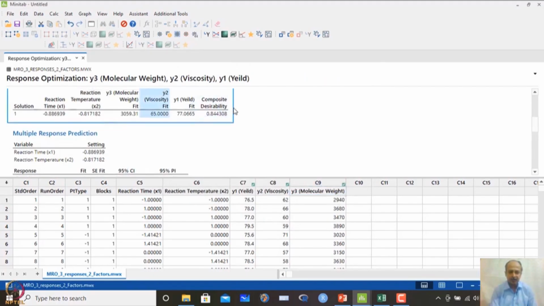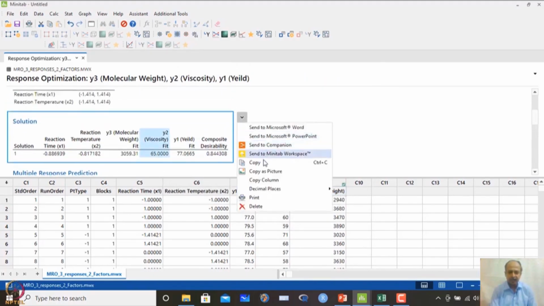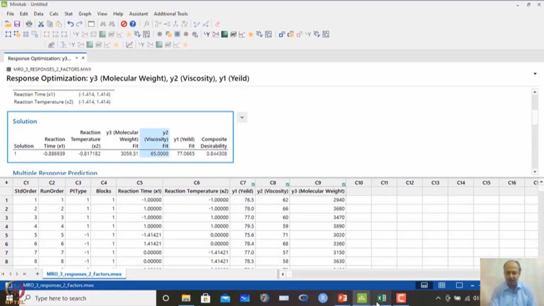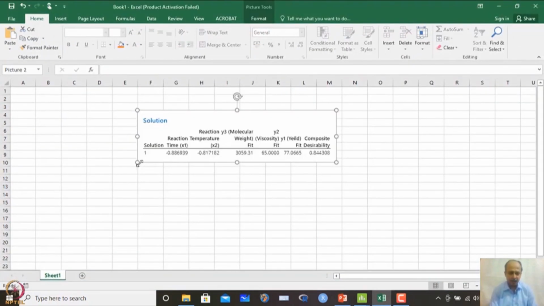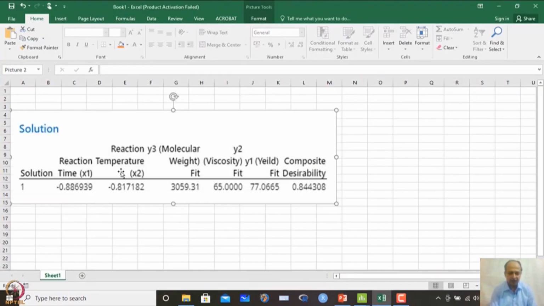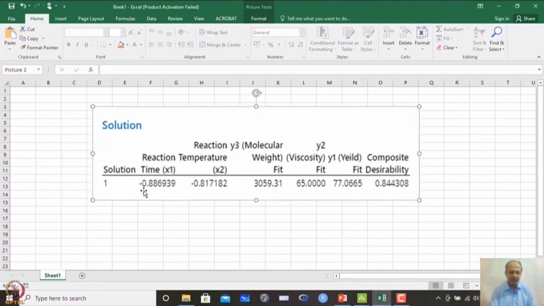So, these are the solutions that we are getting over here. I can just copy this and paste it in Excel. One of the solutions that MINITAB has derived: reaction time is minus 8.886, and I am assuming continuity of the variables x1 and x2. The other one is minus 8.816. This is the coded information.